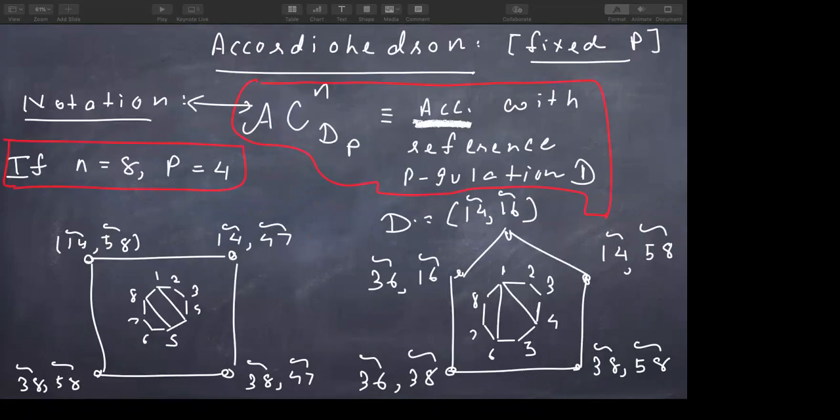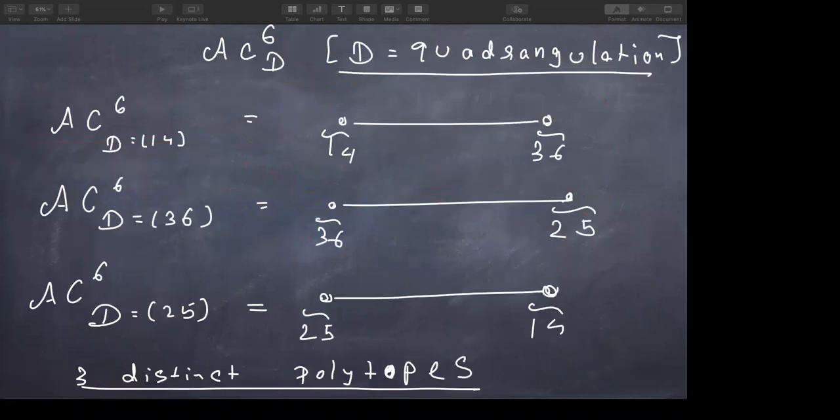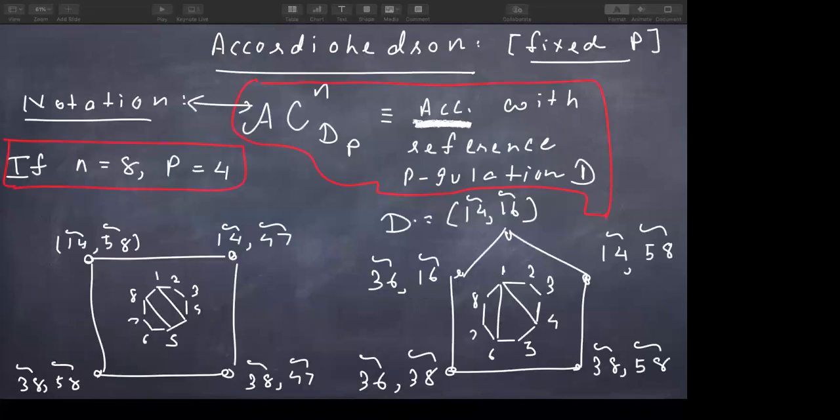Okay, so now let me give you some slightly more examples. Already you see that Accordiohedra are a bit more intricate, because in a given dimension we have more than one, since they depend on the choice of the reference. So this is a notation that we will use: AC superscript n, subscript dp. It looks like a mouthful.